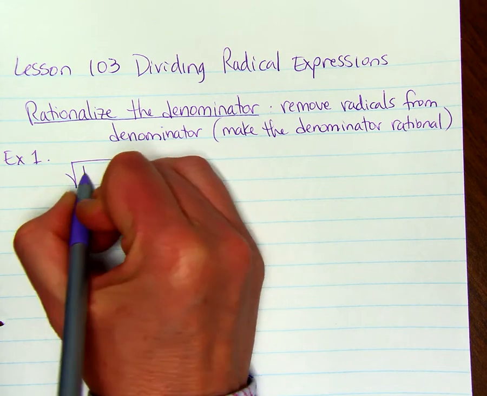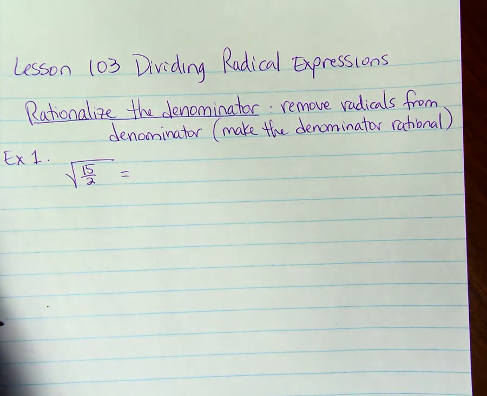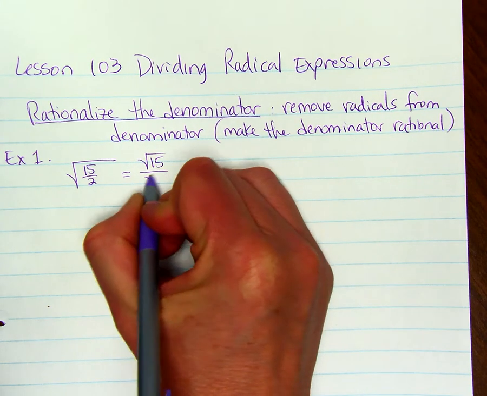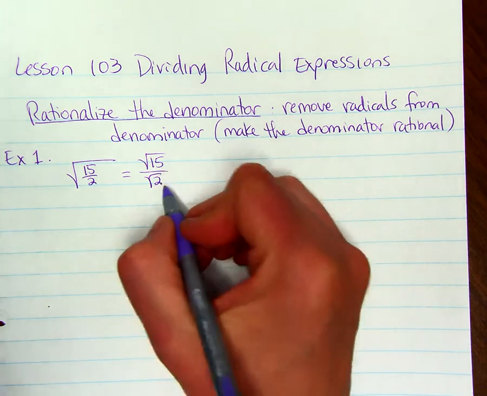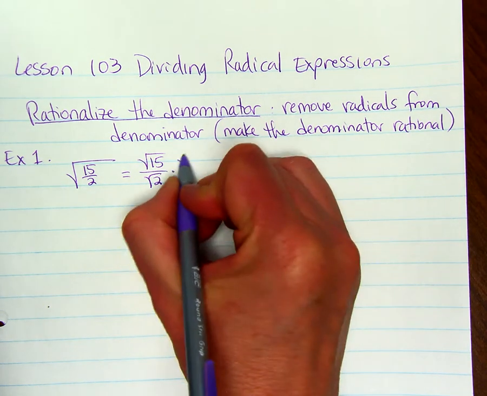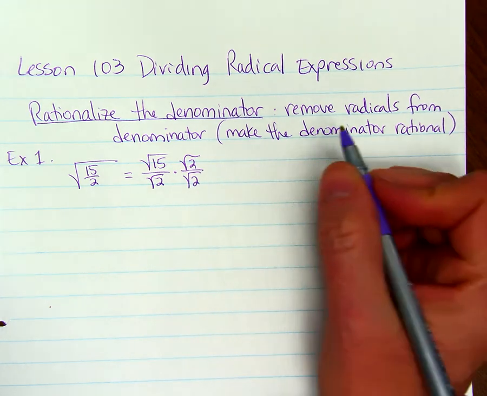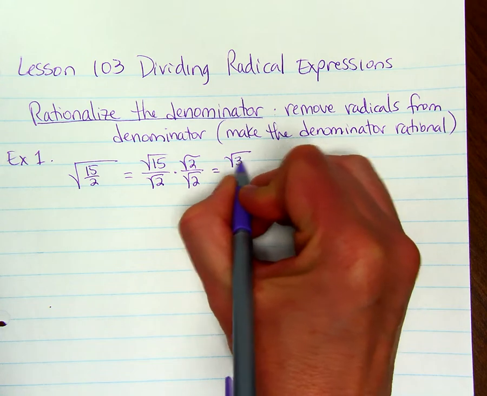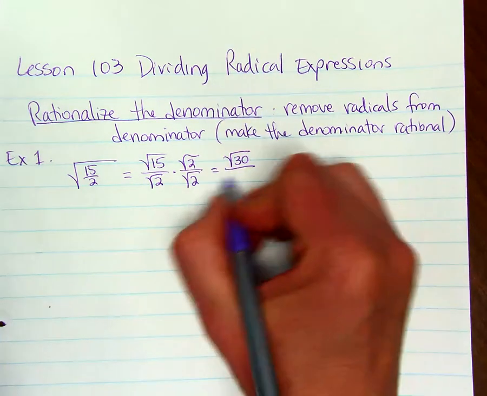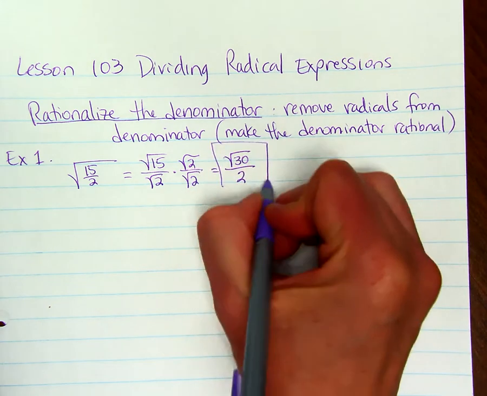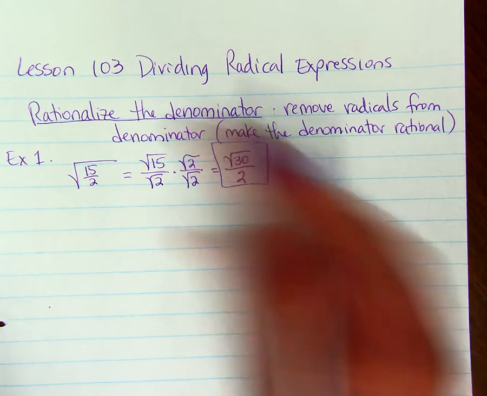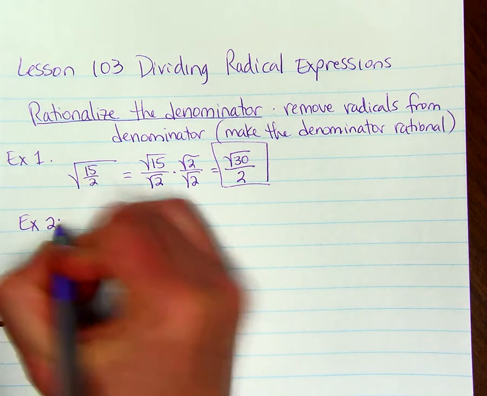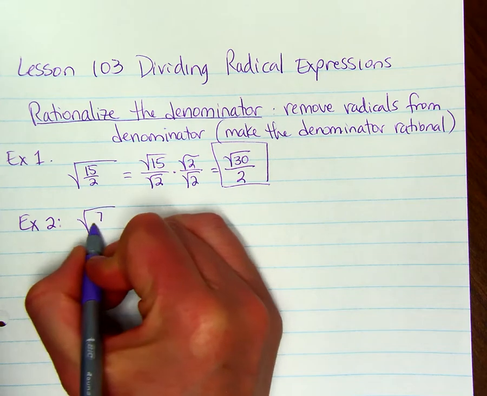The square root of 15 halves. Well, if we use the rule of square roots, quotient of square roots, that's equal to the square root of 15 over the square root of 2. We cannot have a radical in the denominator, so we're going to just multiply by the square root of 2 over the square root of 2. We're just multiplying by 1, so we're not changing the value at all. We're just changing the way it looks. So the square root of 30 divided by 2, and that would be rationalized and an acceptable answer. It's in simplest form.